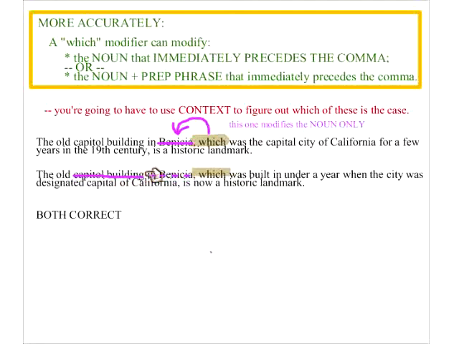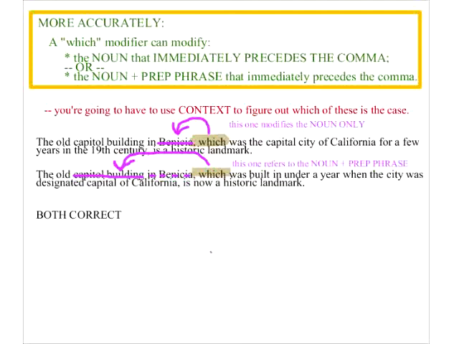But yeah, this is a noun plus prepositional phrase. Again, context tells us that we're not talking about the city because we said the city somewhere else. So we must be saying that the building was built in under a year. So this is the building in Benicia, the Capitol building. So this one refers to the noun plus prep phrase.